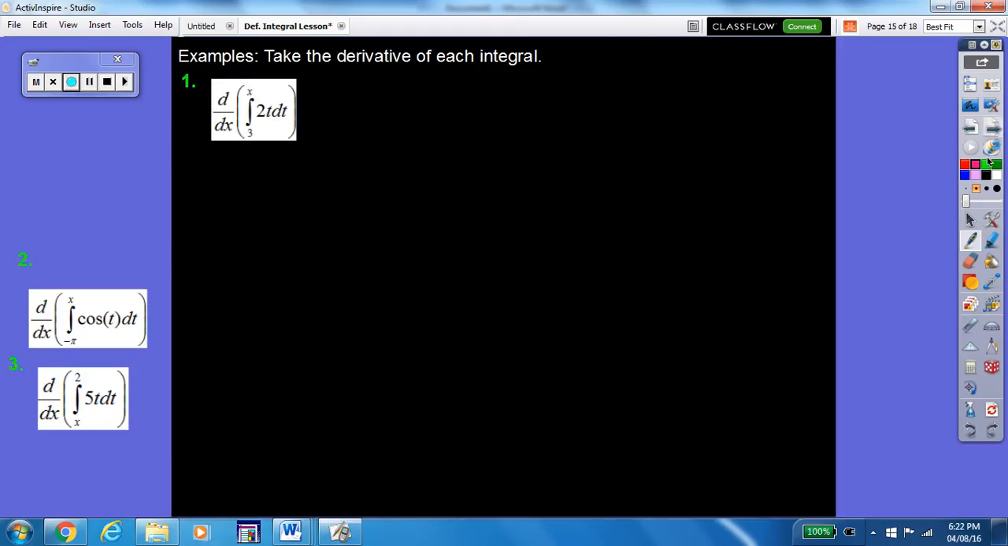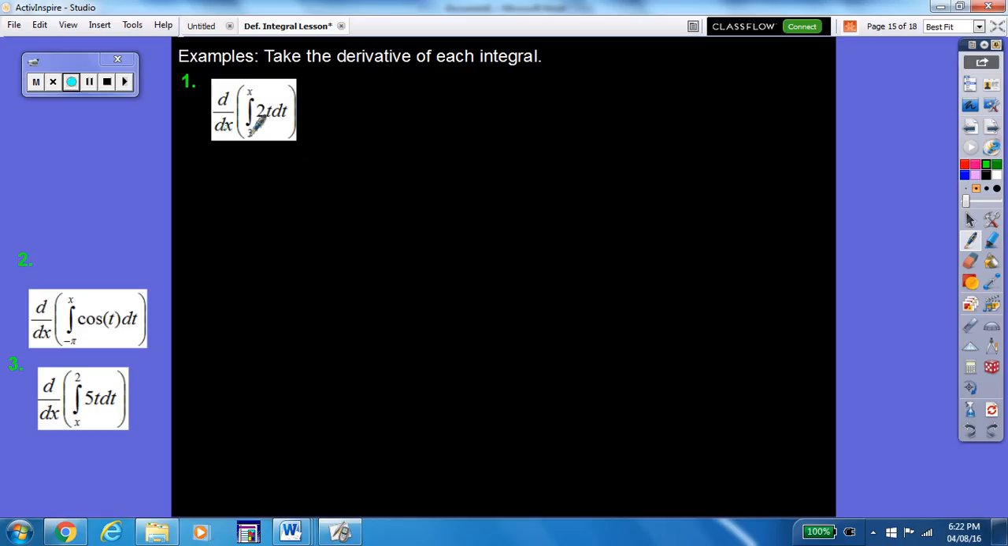So let's go ahead and try the first one. Now I'm going to do this one a little bit different. I'm going to do it the long way, and then I'm going to show you the short way. And I'm only going to do it the long way so that you see that it works. And then from there on, you're going to use a shortcut every single time. So here we go. This is the long way.